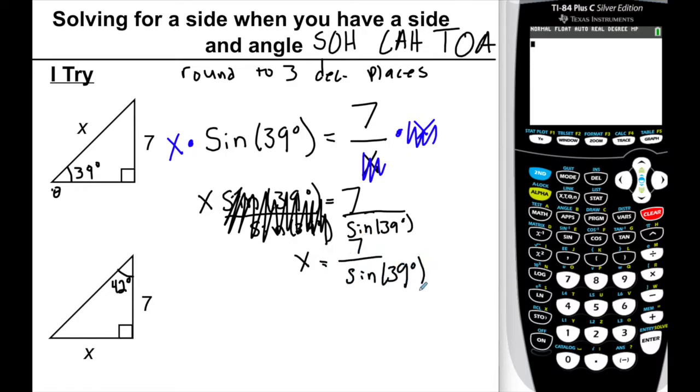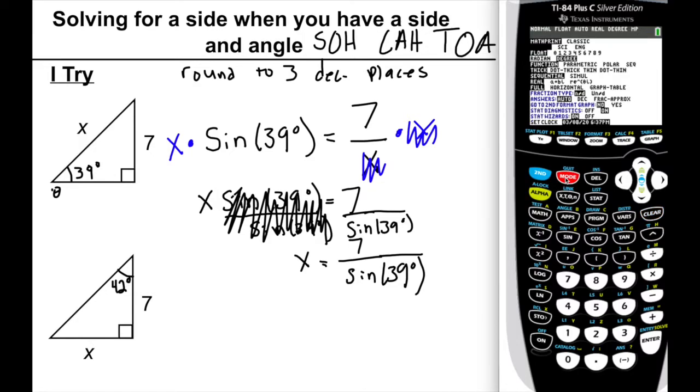Now, this cannot be calculated without your calculator. So we're going to come to our calculator. The first thing we're going to do is hit mode. You only have to do this once. We're going to make sure we're in degree mode.